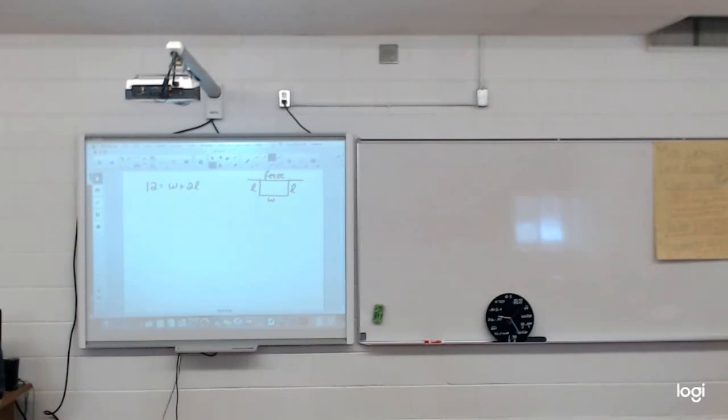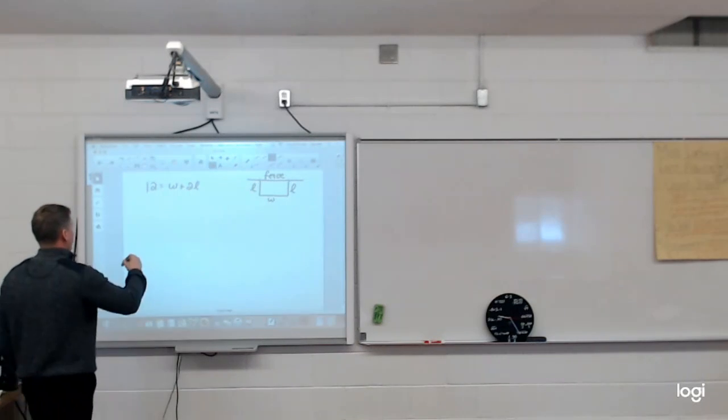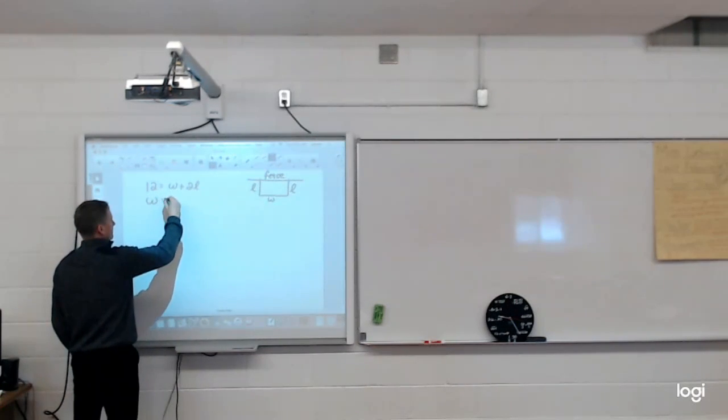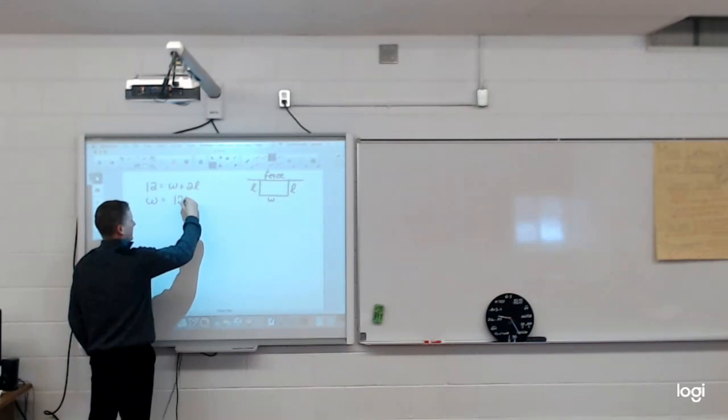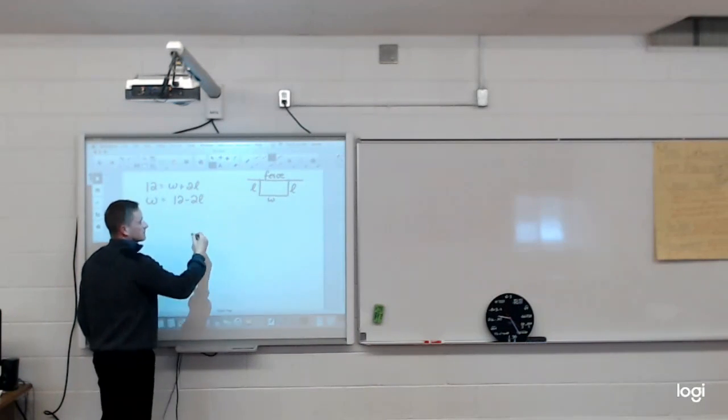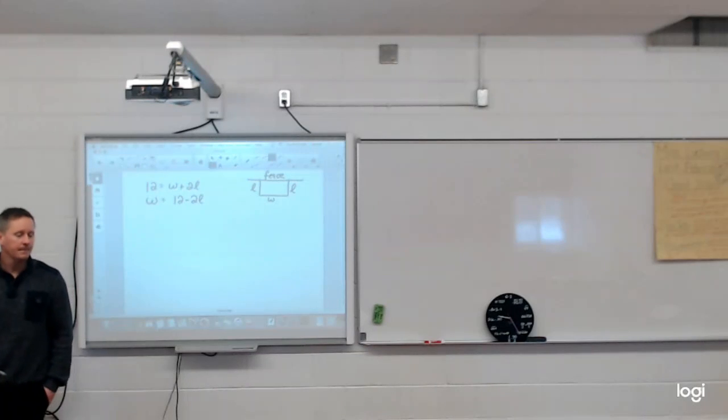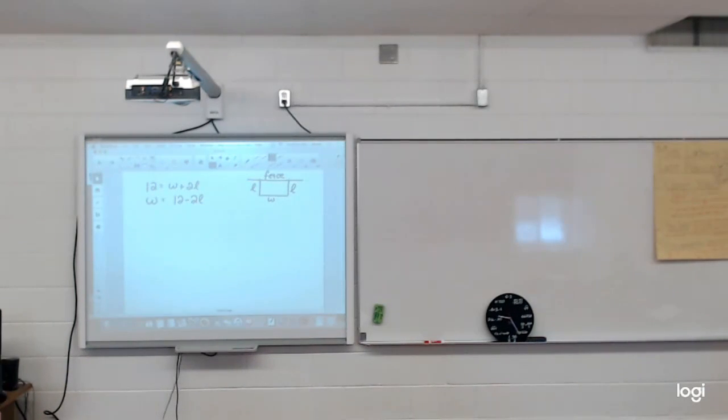Is that right? Okay, so if that's the case then my W, my width for this question, would be the same as saying 12 minus 2L. Yes? Okay? Just leave your pencils for 1 second. I'll leave it up here. All right. So that deals with the perimeter part of this.